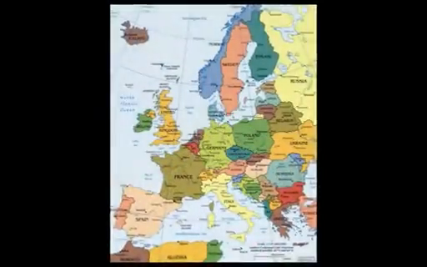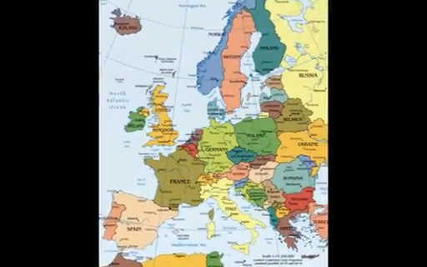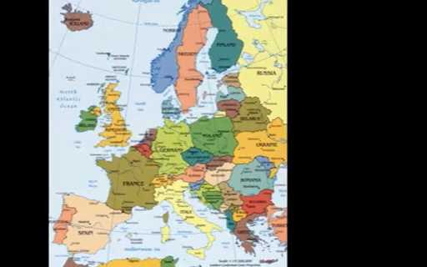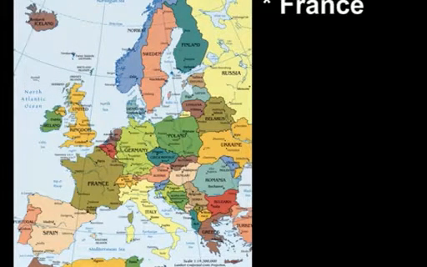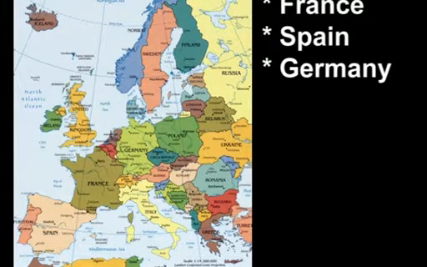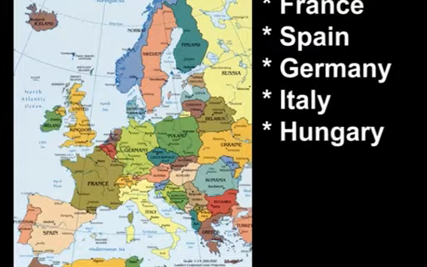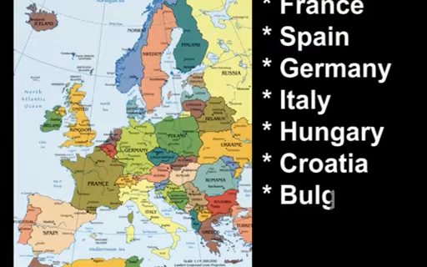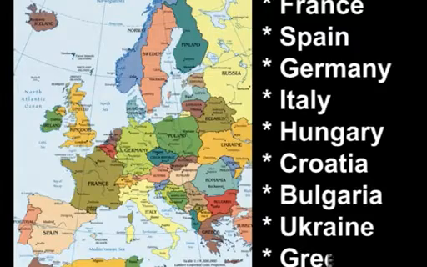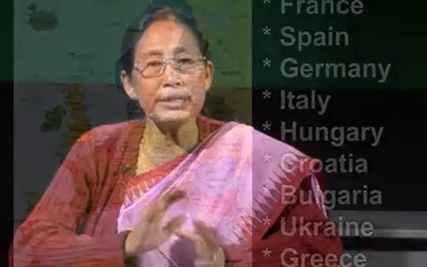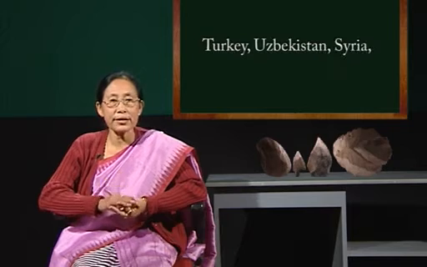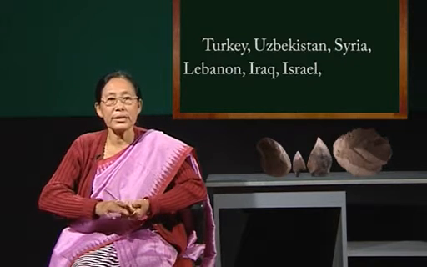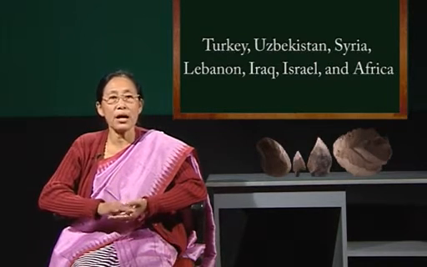Now let's come to the important Mousterian sites. Some of the important countries of Europe where Mousterian sites are located are listed below. They are France, Spain, Germany, Italy, Hungary, Croatia, Bulgaria, Ukraine and Greece. There are many Mousterian sites in countries beyond Europe also. They are in Turkey, Uzbekistan, Syria, Lebanon, Iraq, Israel and Africa.